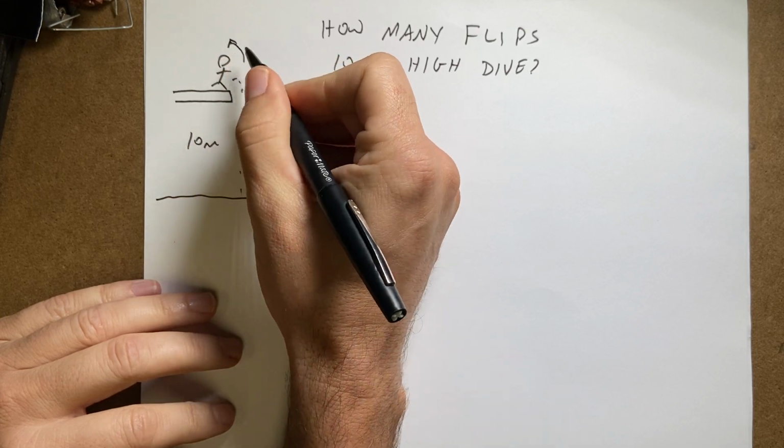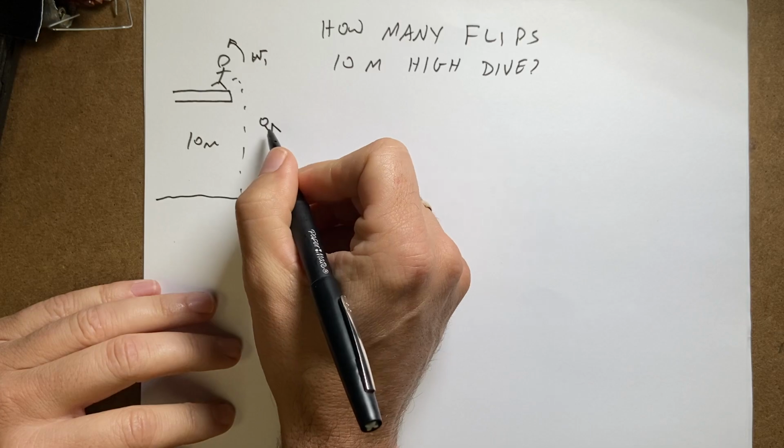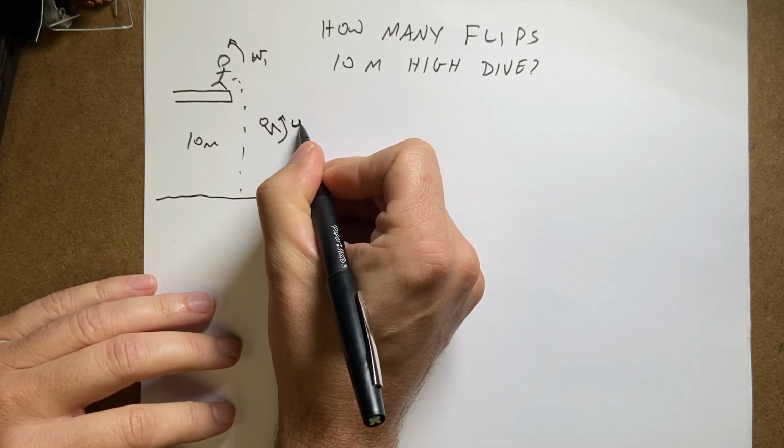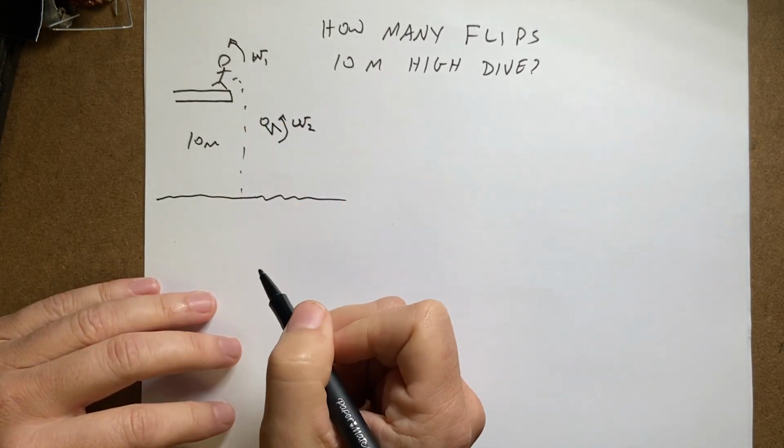I'll say it's this way. It's a back tuck. I'll call that omega 1. And then during the fall, they tuck. And when they tuck, they increase their angular velocity into omega 2. And so the question is, how many times can they do a flip before hitting the ground?